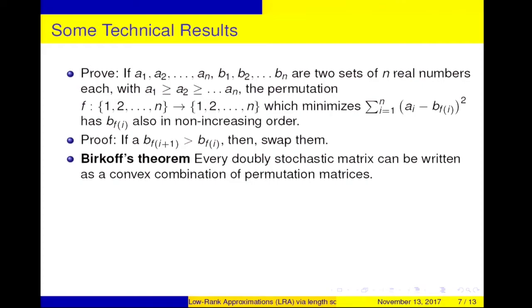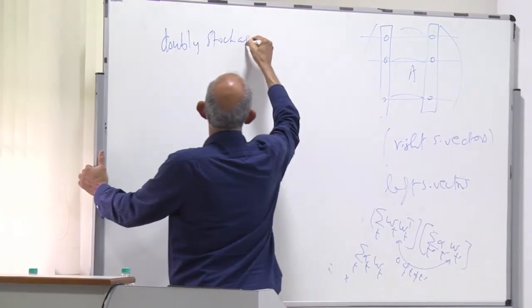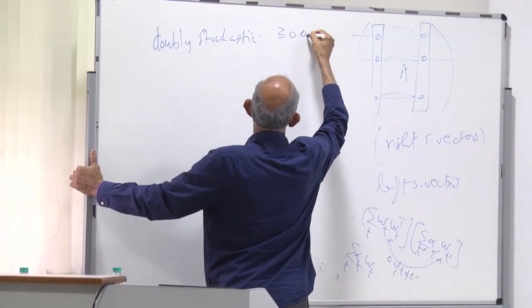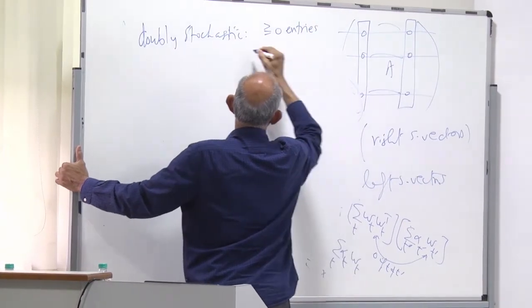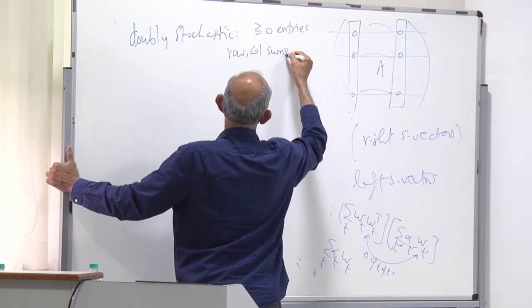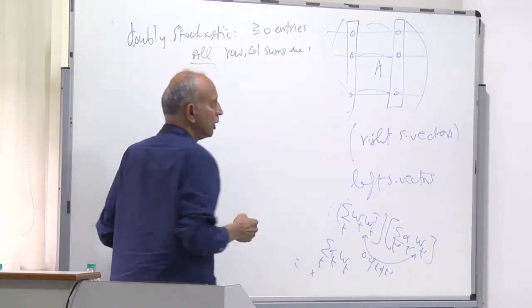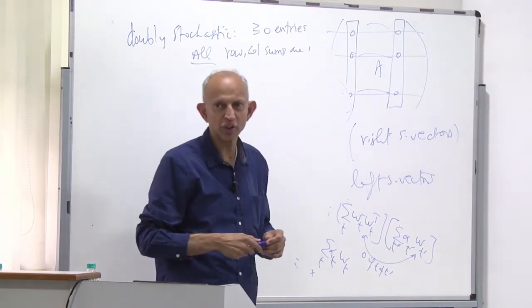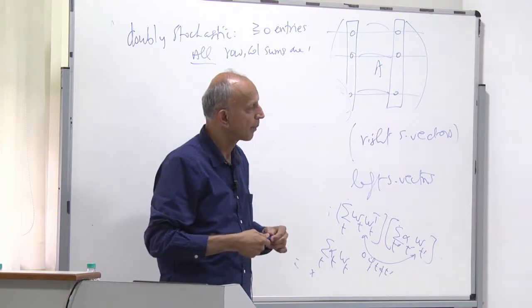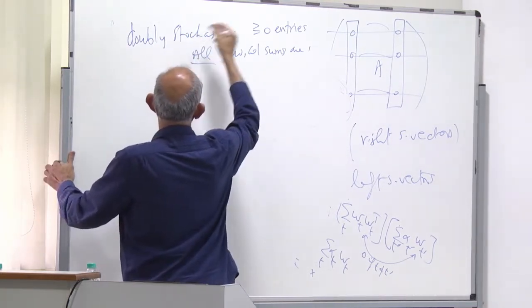So doubly stochastic means non-negative entries, and all row and column sums are 1. All of them. So a matrix with this property is called doubly stochastic. And square also, I should say.